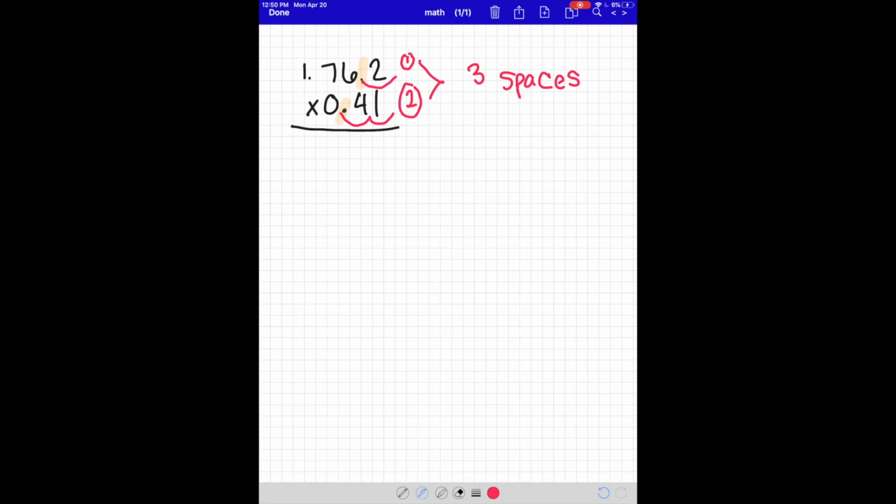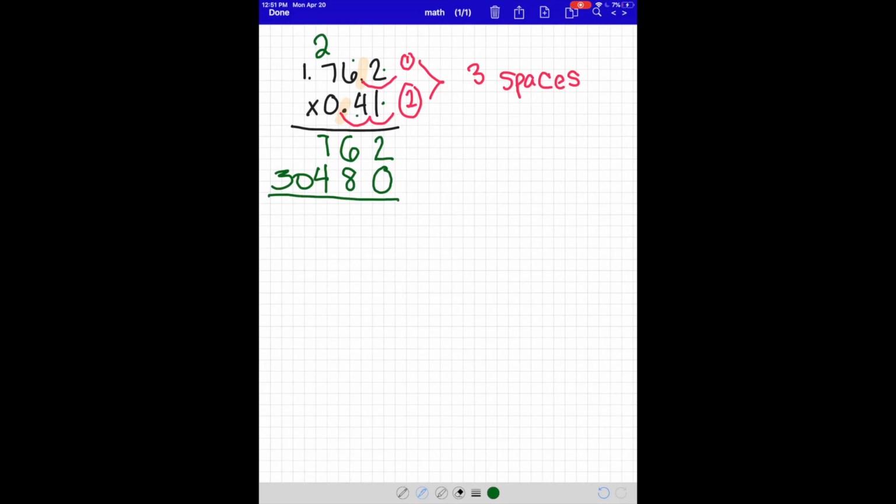So what you're going to do first is 1 times 2, which is 2. Then we're going to do 1 times 6, which is 6. 1 times 7 is 7. Then, as we know with multiplying, you put a 0 for the next one. Then you're going to do 4 times 2, which is 8. 4 times 6, which is 24, carry your 2. And 4 times 7, which is 28, plus 2 is 30.